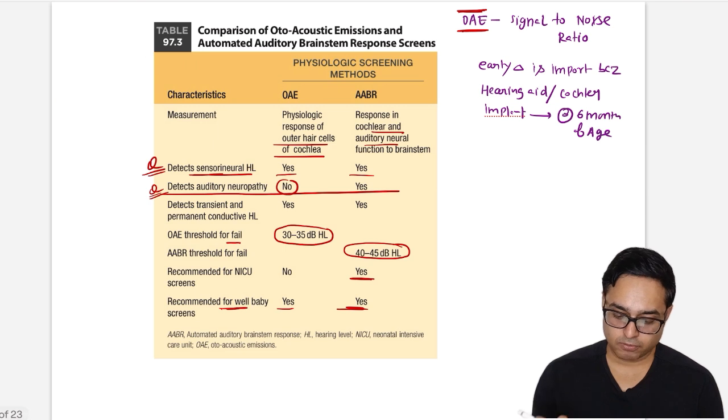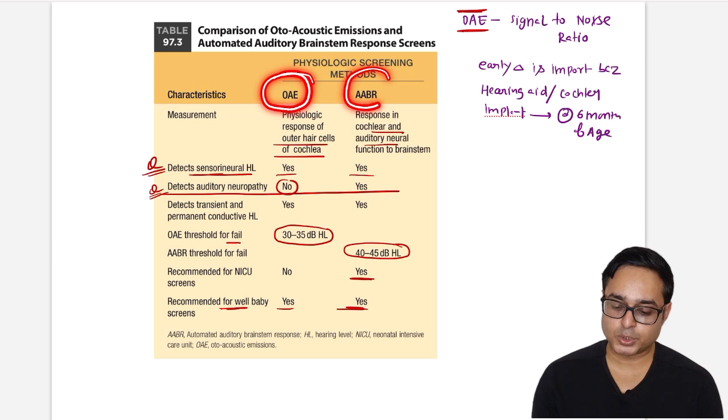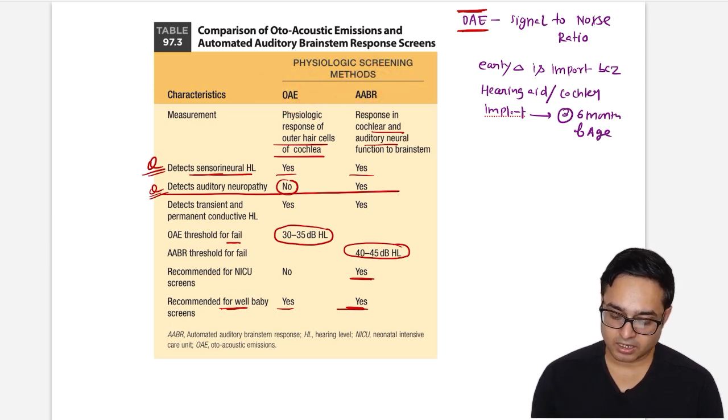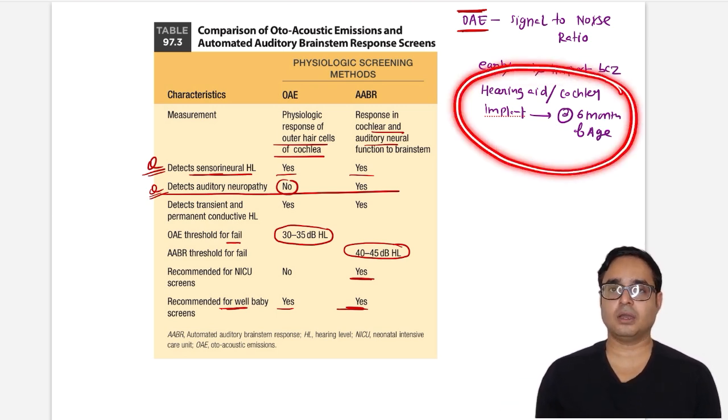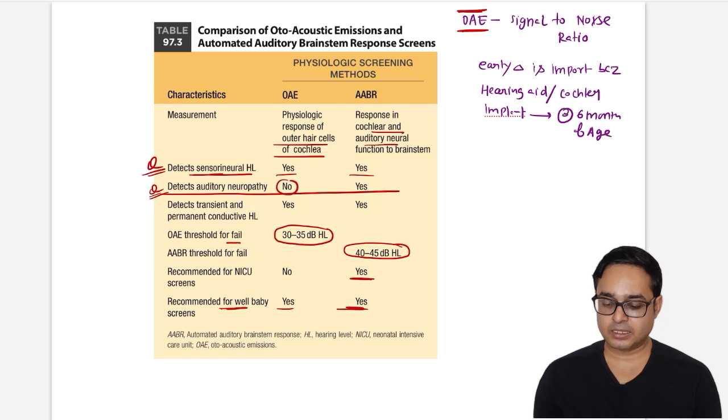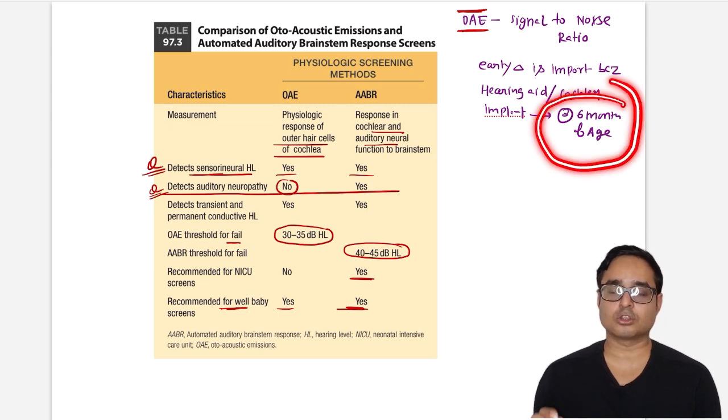Okay, so what we'll do is audiometry, that is otoacoustic emission and automated auditory brainstem response screening, OAE and AABR. In OAE, what we do is the signal to noise ratio is calculated. Early diagnosis of hearing loss is important, because hearing aids, if at all they are required, are generally fitted at 6 months of age.